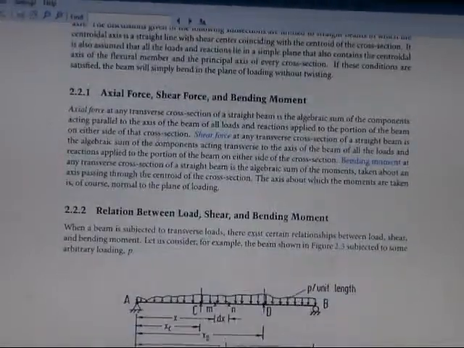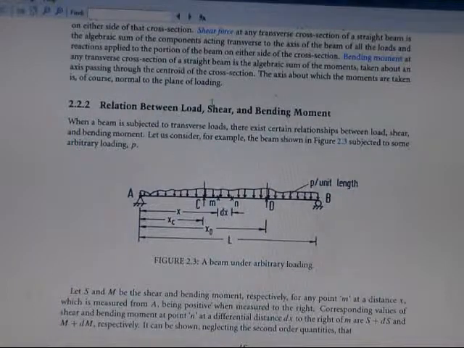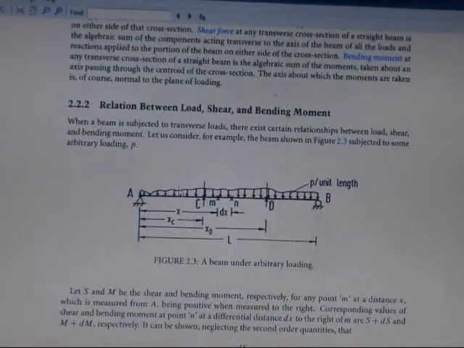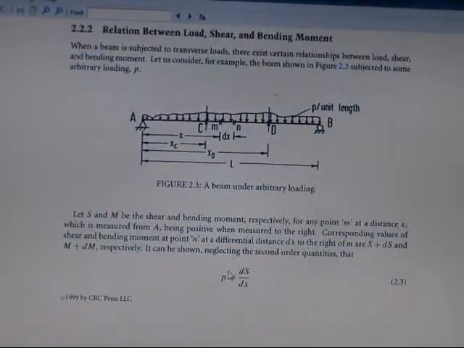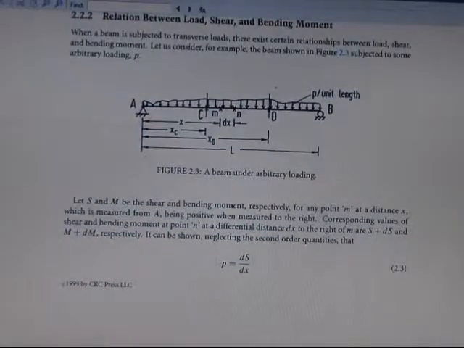And then we're talking about the flexible member. So this is a relationship between the load, shear and the bending moment. This beam has an equally distributed load on it. In this case, the weight can be calculated for this. The strain can be calculated by this formula.